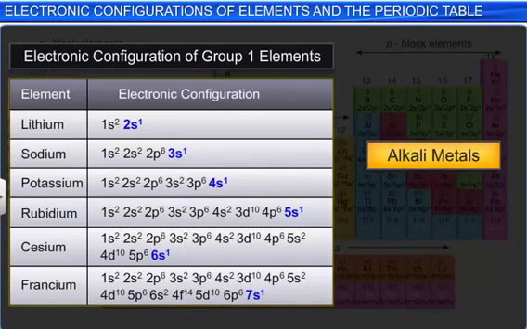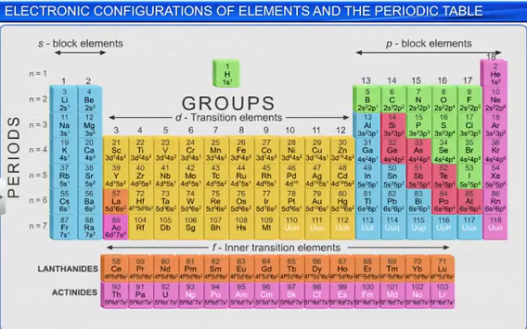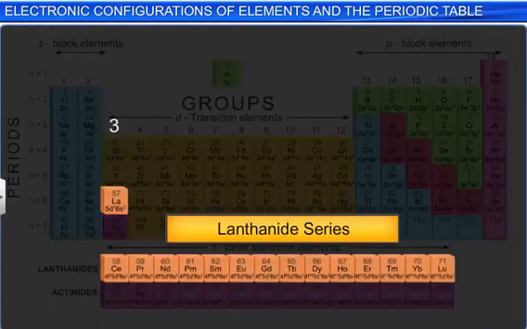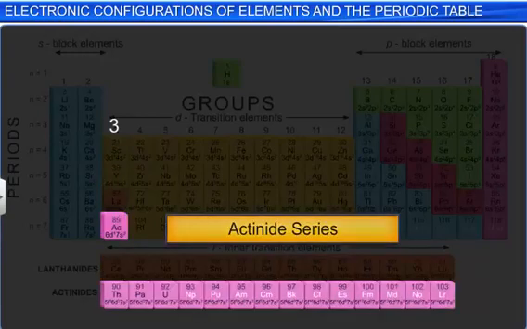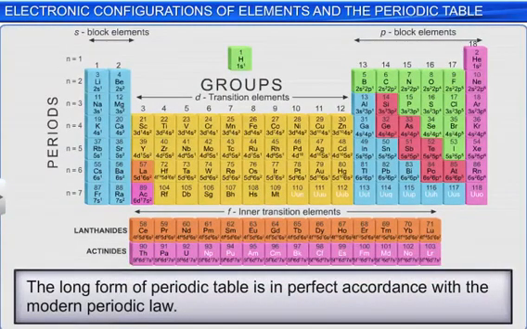The only group that could have distorted this characteristic of all elements in a group having similar properties is group 3, that contains the lanthanoid and actinoid series of elements in periods 6 and 7. To avoid this discrepancy and to maintain the structure of the periodic table, these series are placed separately below the periodic table, thereby preserving the principle of classification. Thus, the long form of periodic table is in perfect accordance with the modern periodic law, keeping electronic configuration, which in turn depends on atomic number, as the basis of classifying elements.